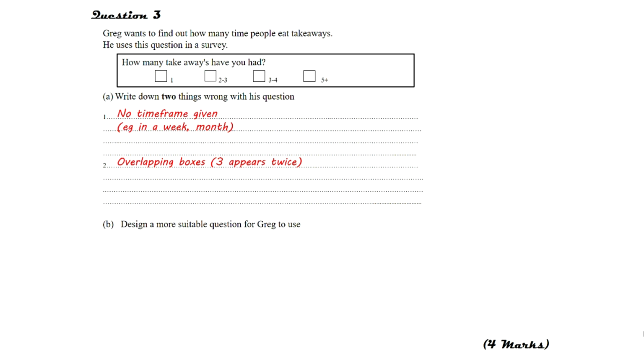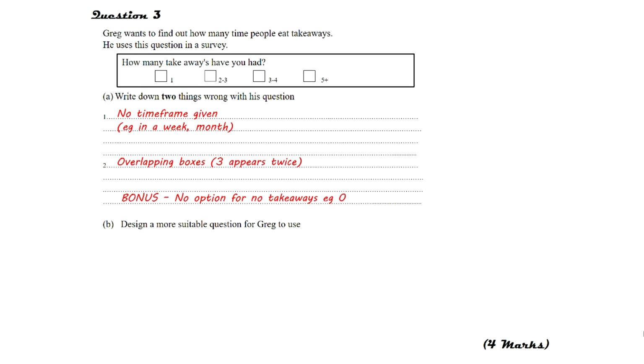So if I had 3 takeaways in a, well, it doesn't say, does it? But if I had 3 takeaways, I won't know which box to tick because 3 appears in both of them. Now as a little bonus one, some of you may have spotted that there's no option for 0 takeaways as well. So actually there are 3 possible things wrong that you could have come up with here. And for the part B, design a more suitable question, well, just stick to the rules that we've already said.